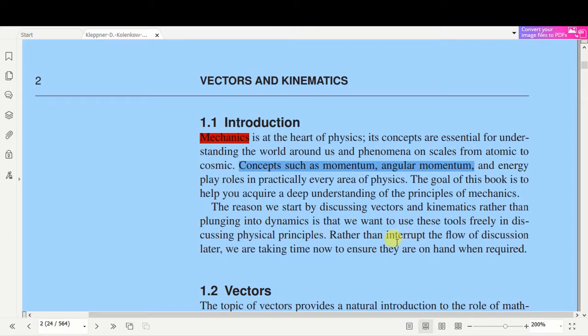That's why he has said, rather than interrupt the flow of discussion later, we are taking some time to ensure they are on hand when required. So that's why we are going to revise it. You have to have a better understanding of the previous things that you have already finished.